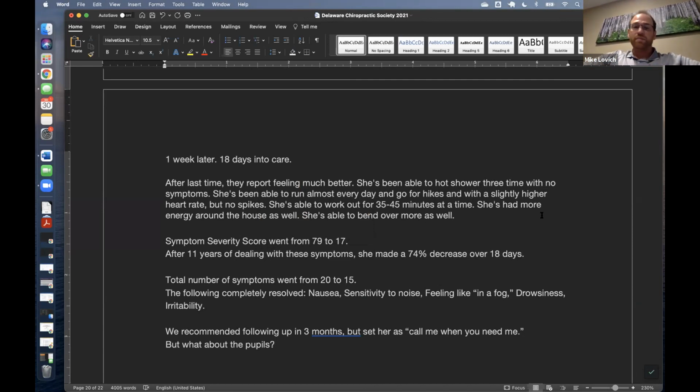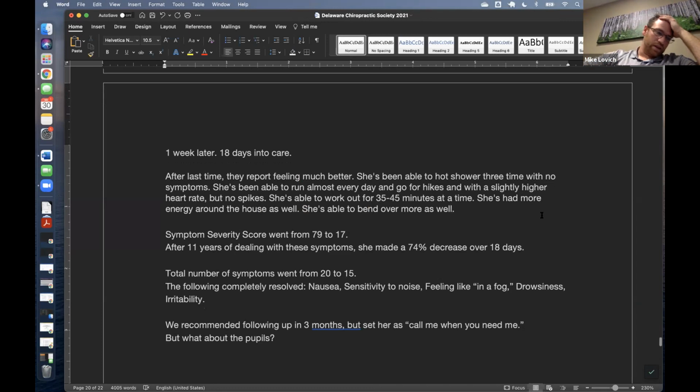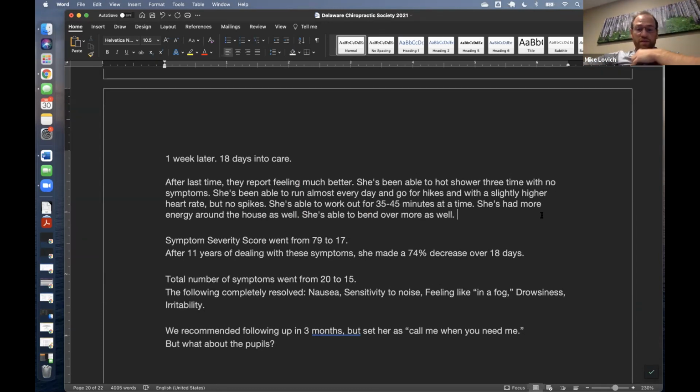She's had more energy around the house, and she's able to bend over, which is still a big deal for POTS patients, just being able to bend over. Her symptom severity score, if you remember that from the beginning, was a 79. It went to 17 in 18 days.